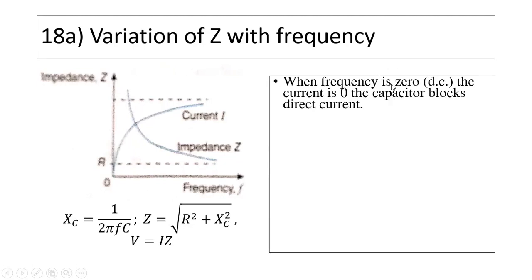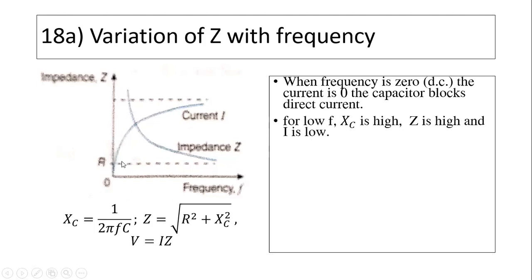When frequency is 0, right? Learn to read the graph. It's in your book. Frequency is 0 here. The current is 0. The capacitor blocks the direct current, no frequency. Okay, DC circuit, f is 0, so your impedance will be infinite. That's why this one shows you going up there. So the current is 0, no current flowing through.